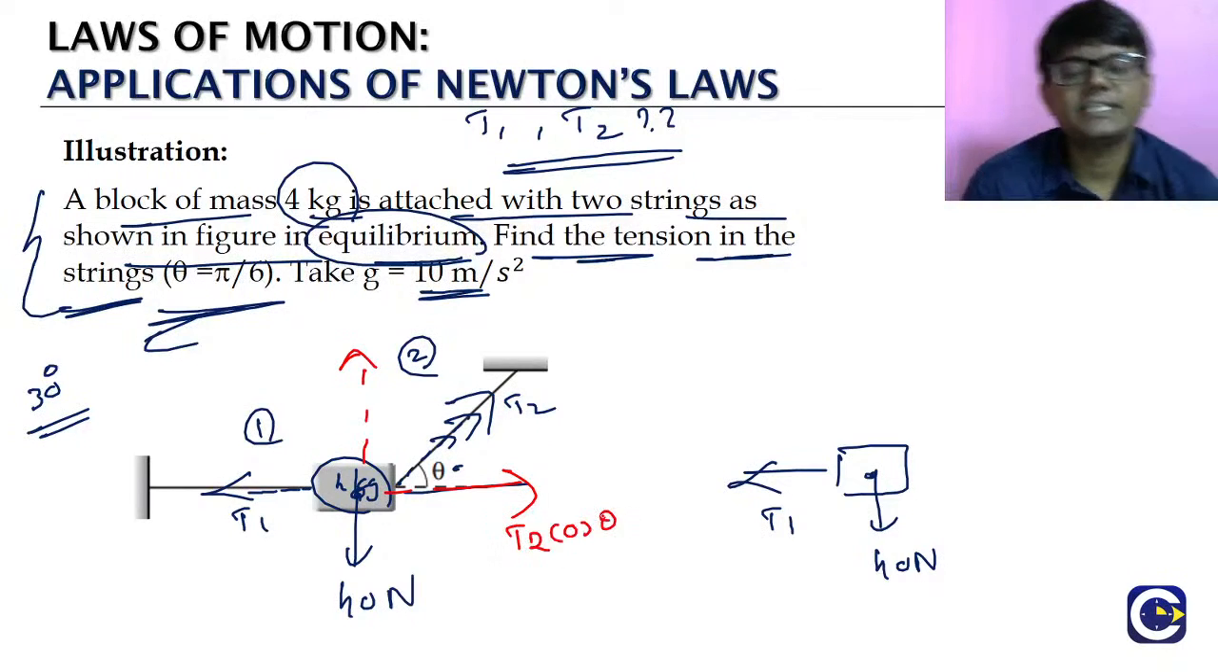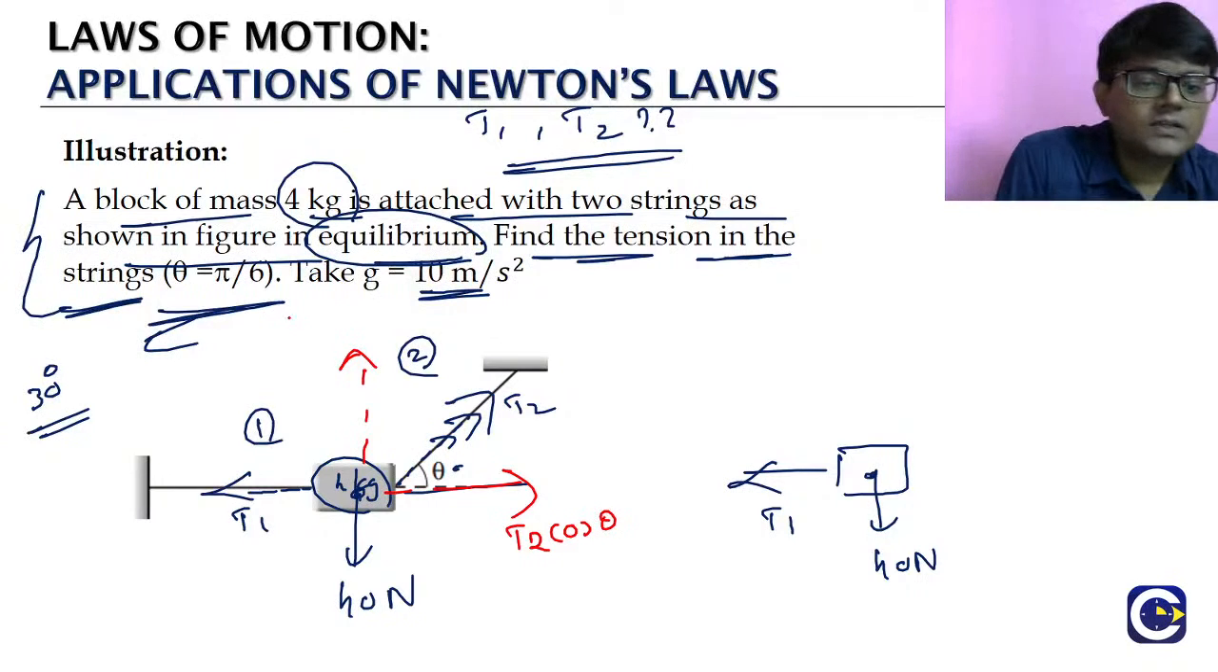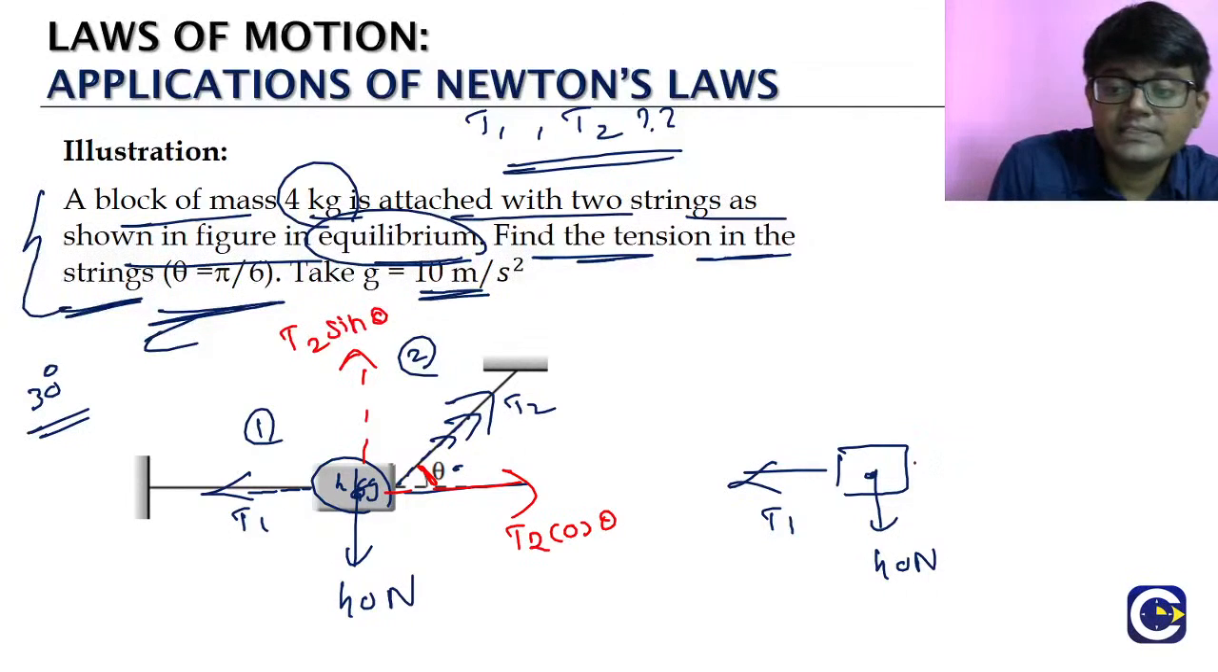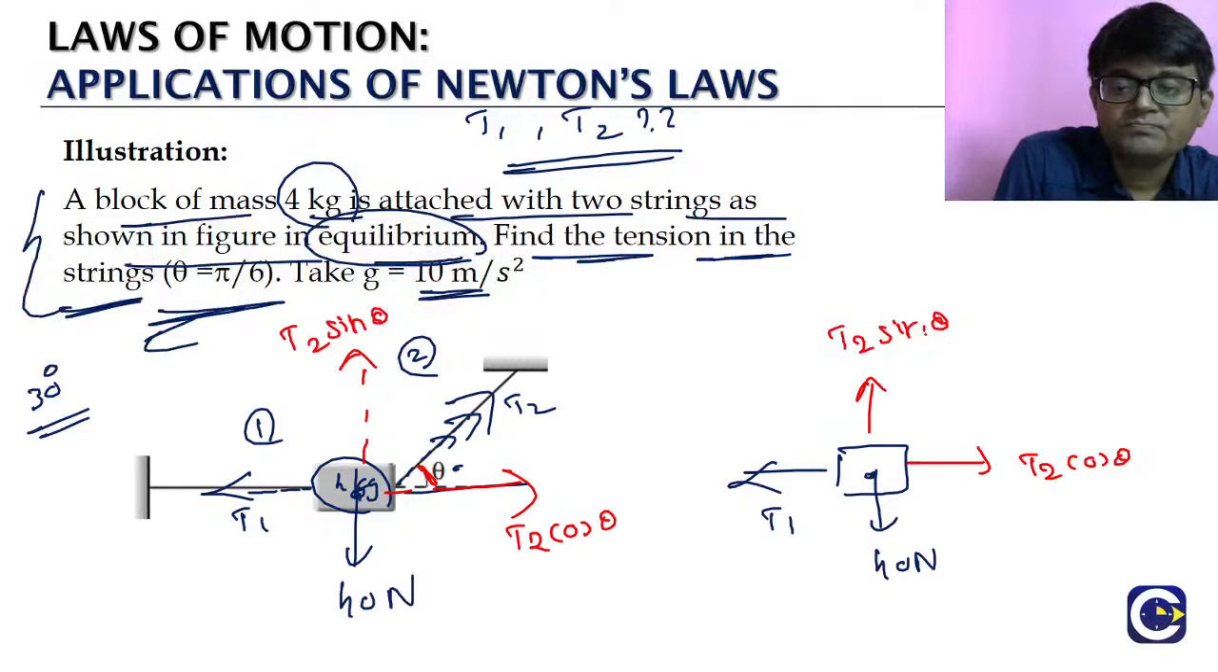T2 cos theta. The vertical component will be what? T2 sin theta, because it is making an angle theta with the horizontal, right? Horizontal component will be what? T2 cos theta. What will be the vertical component? T2 sin theta. Look at this. T2 cos theta will be like this and T2 sin theta.